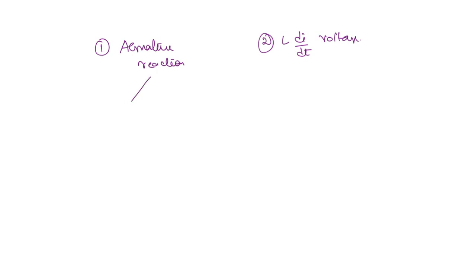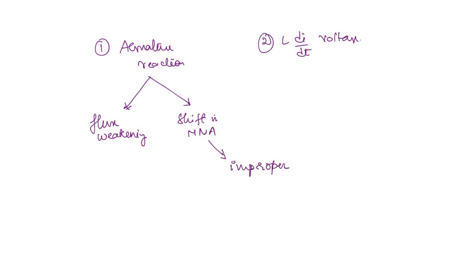Now armature reaction has two effects. The first effect is the shift in magnetic neutral axis, and the second effect is the weakening of flux. Both of which we don't want. The shift in magnetic neutral axis is going to lead to improper commutation. And what about the L di/dt voltage? This will also lead to improper commutation.